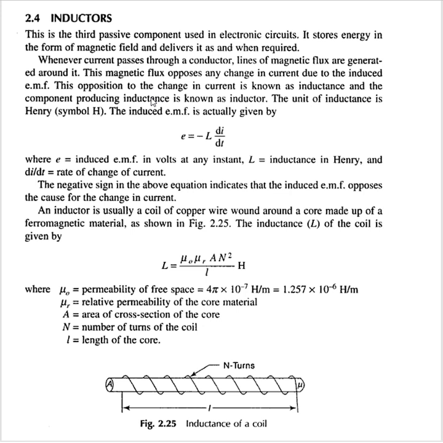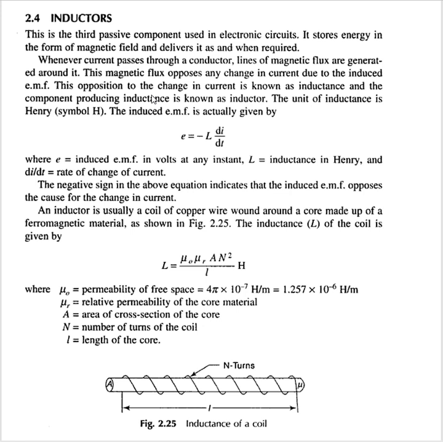This induced EMF is given by E is equal to minus L into di by dt, where E is the induced EMF in volt at any instant, L is the inductance in Henry, and di by dt is the rate of change of current. The negative sign in the above equation indicates that the induced EMF opposes the cause for change in current.